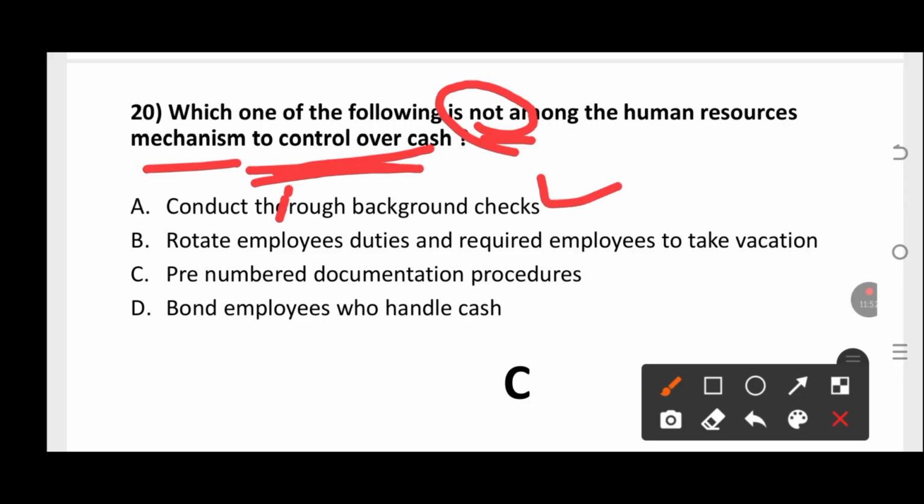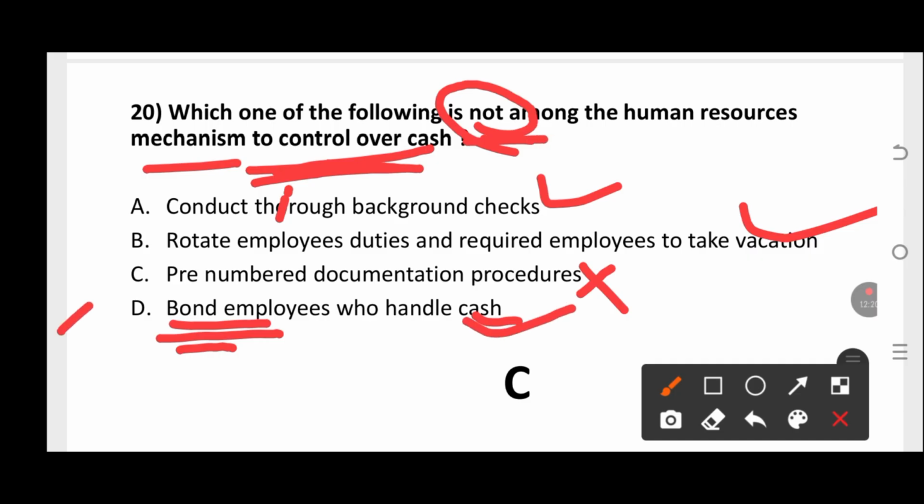Conducting background checks is a correct human resource mechanism to control cash. Rotating employees' duties and requiring employees to take vacation is also a correct human resource mechanism. Pre-numbered documentation procedure, I don't think so. D, bond employees who handle cash. So, not among. The correct answer is C, as it says not among human resource mechanisms to control cash.